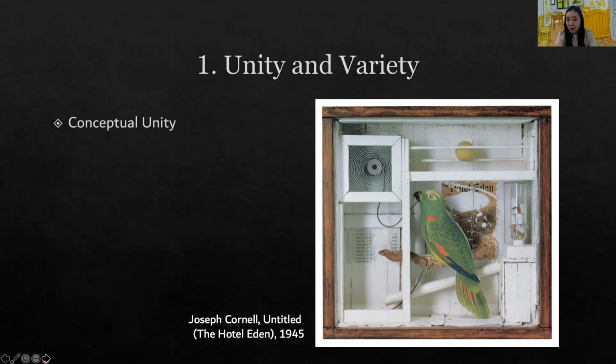Yes, and some object is connected with this bird as a conceptual unity. Can you guess which object? Is it the twig or the branch that he's on? No, that's not it. Is it the color? No, it's not the color. Is it the ball? Yes, it's the ball. The ball is conceptually united with the bird.